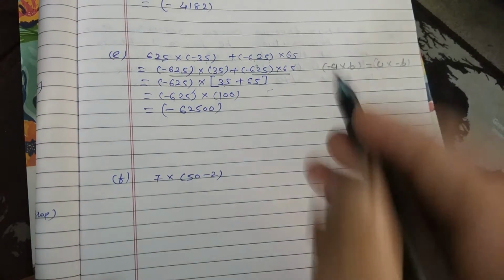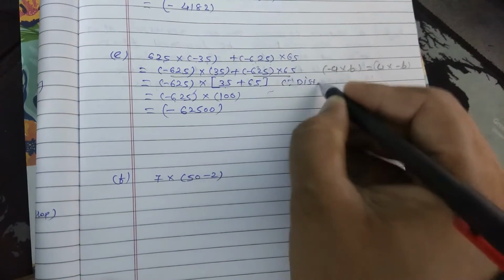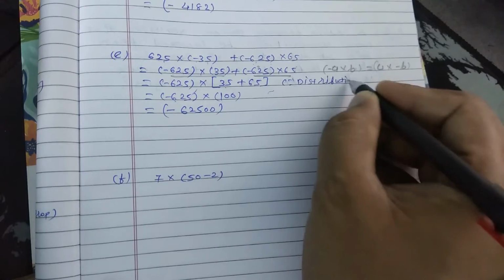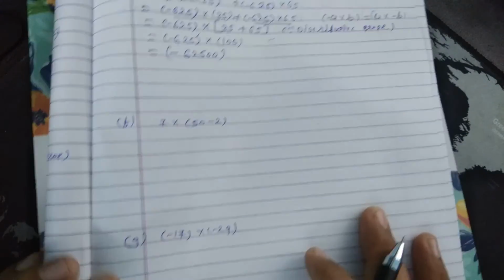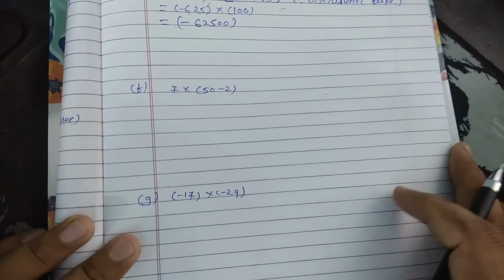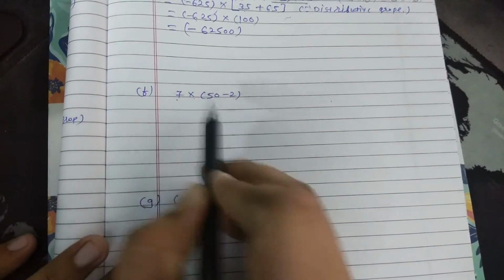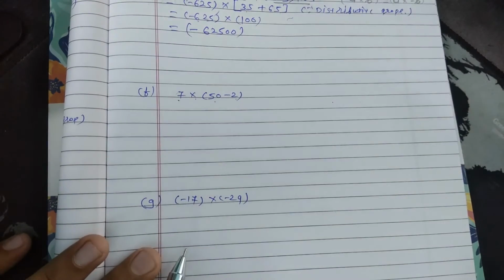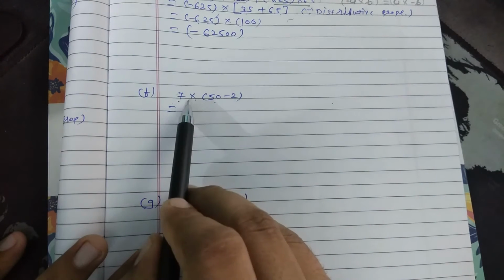And here which property have we used? Distributive property. Next, sum f: 7 multiplied by 50 minus 2. So here we can use the distributive property directly.